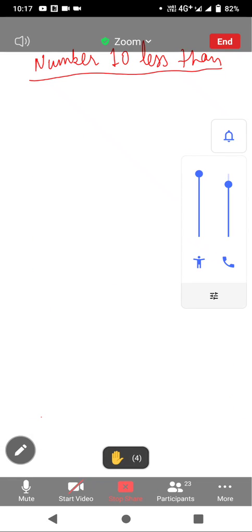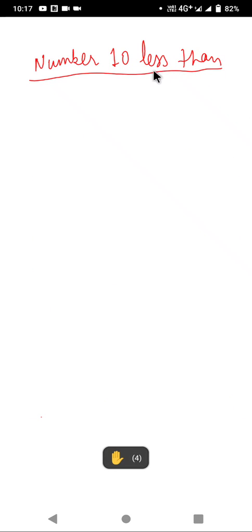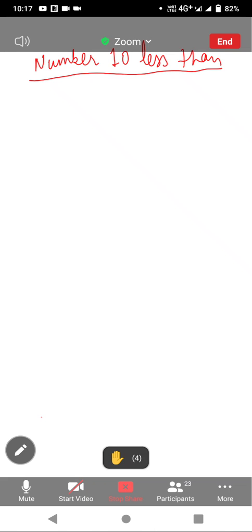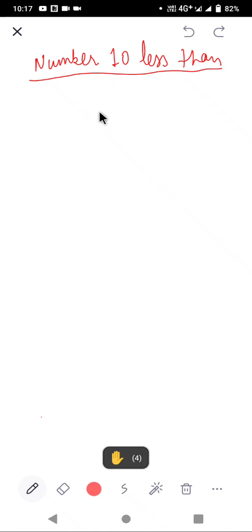Yes, to find out 10 less than, when less than is there, you have to subtract. What do you have to subtract? You have to subtract 1 from the tens place. Okay, so let's take a number. 346 is there.